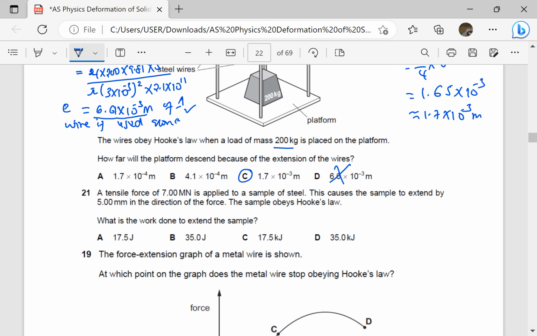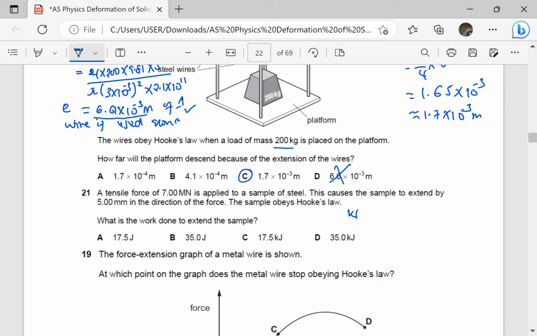A tensile force of 7 meganewtons is applied to a sample of steel. This causes the sample to extend by 5 millimeters in the direction of the force. The sample obeys Hooke's law. What is the work done to extend the sample?